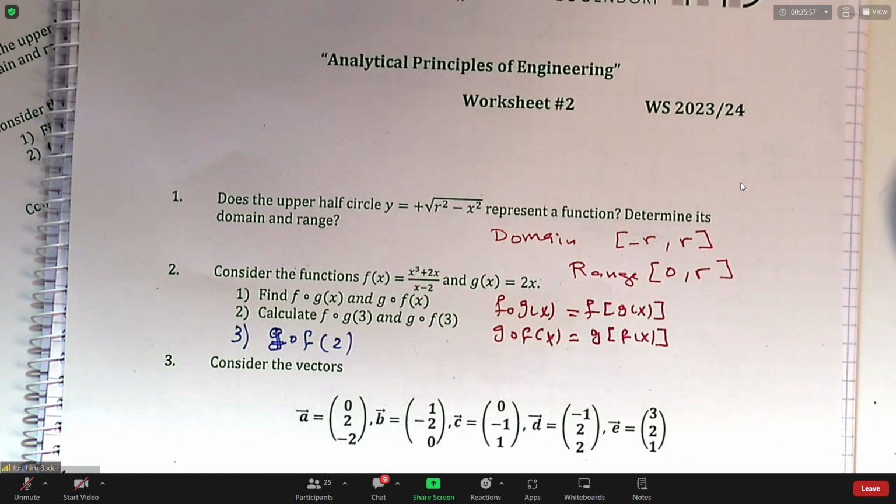Okay. So the rest we will be doing next week, more with vectors, and also talking about vectors.